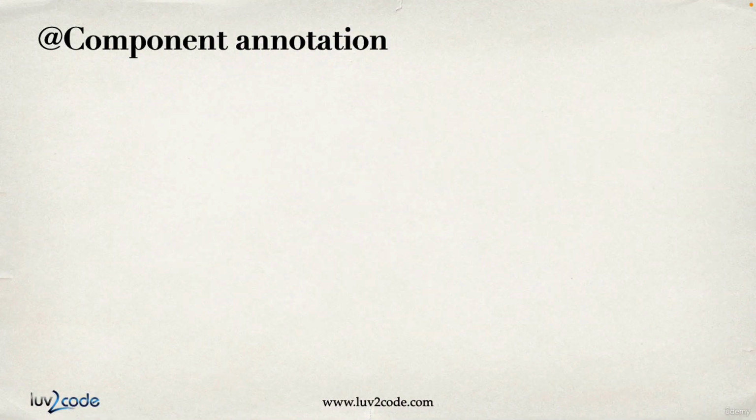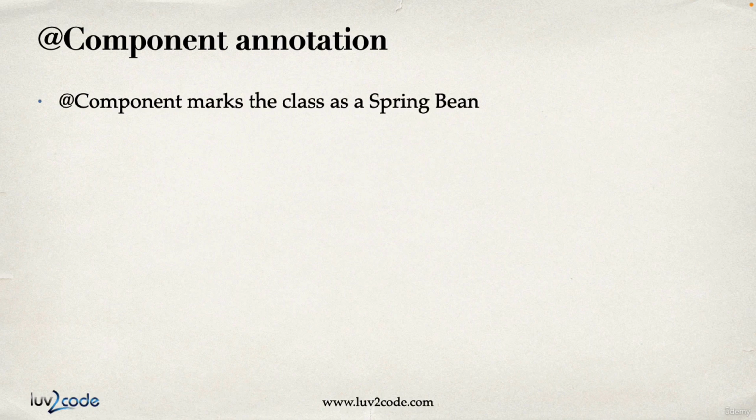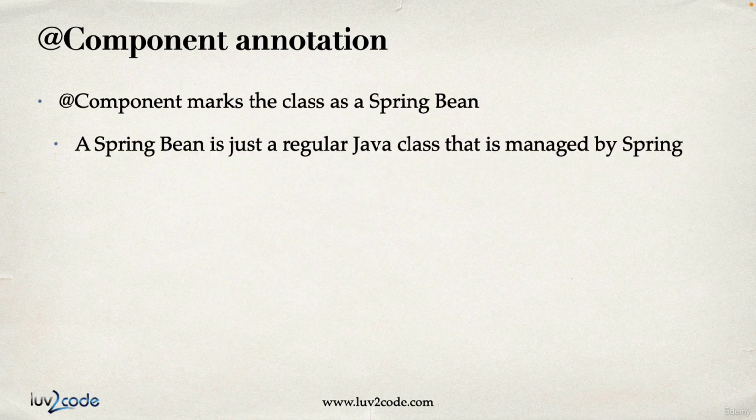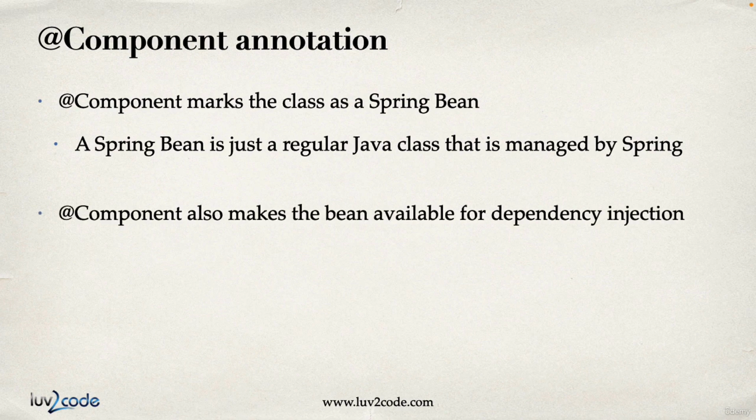Now a bit more here on the component annotation. It marks the class as a Spring Bean. So a Spring Bean is just a regular Java class that's managed by Spring. And the component annotation also makes the bean available for dependency injection.